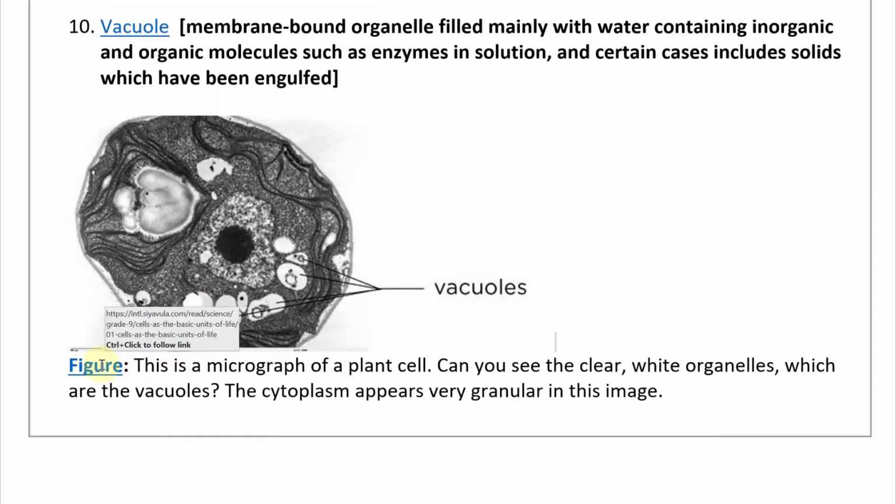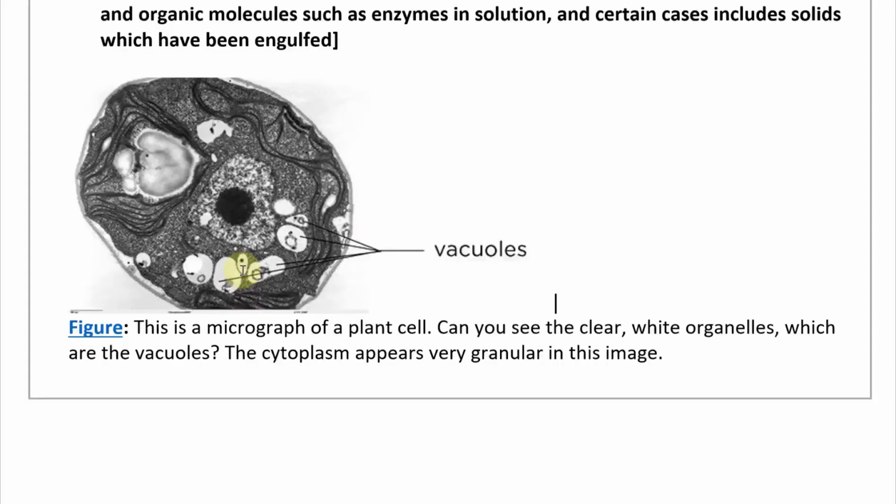So this figure is from this website, SIYAVULA.com. This is a micrograph of a plant cell. Can you see the clear white organelles, which are the vacuoles? So this one's here, the clear white ones there. The cytoplasm appears very granular in this image. So yeah, it's very granular. So it looks like it's a bunch of stuff there.